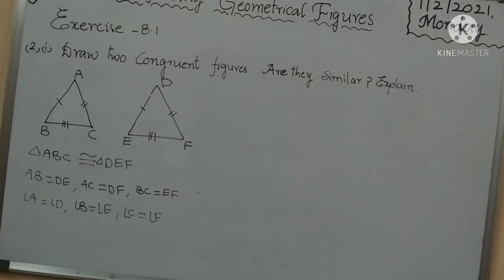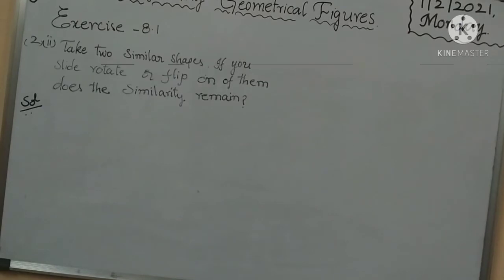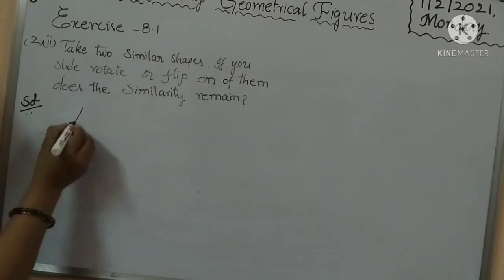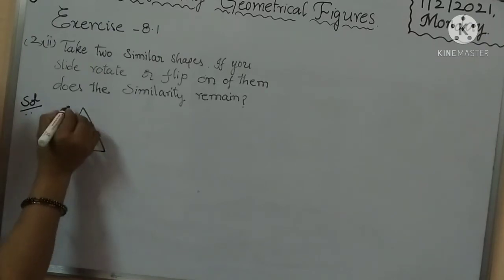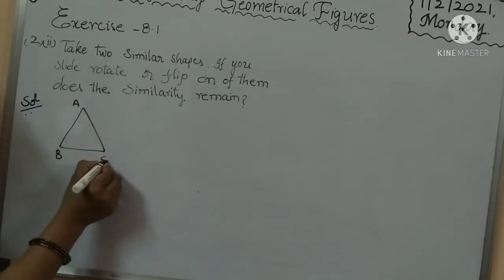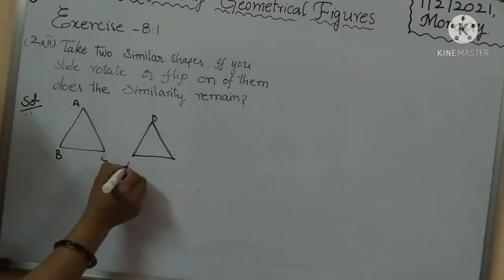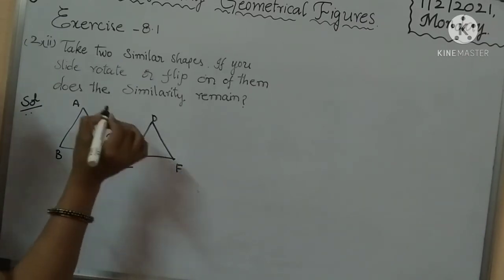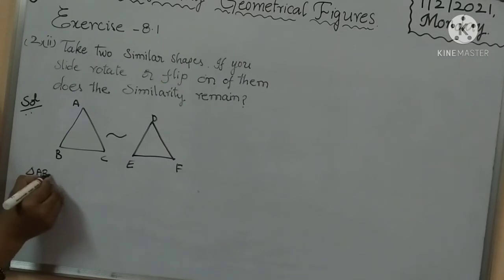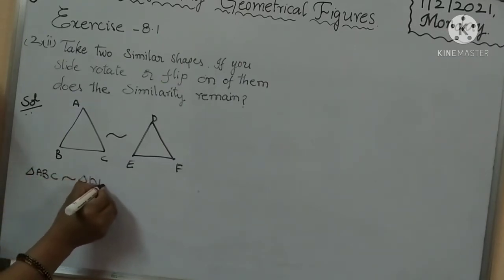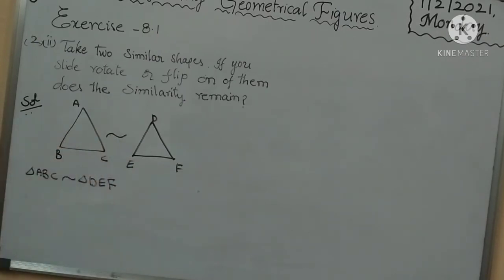Okay, did you understand, children? Okay. Next, second Roman, second one. Take two similar shapes. Triangle ABC and triangle DEF. So it is similar. So triangle ABC is similar to triangle DEF. We know this is the symbol of similarity.